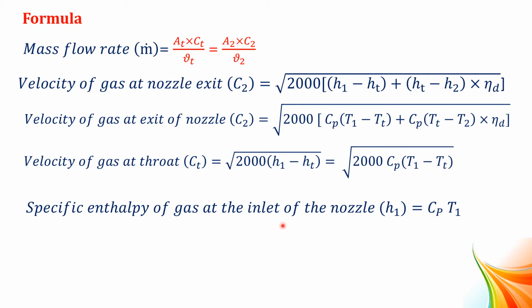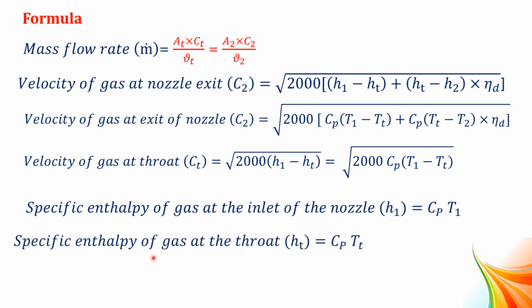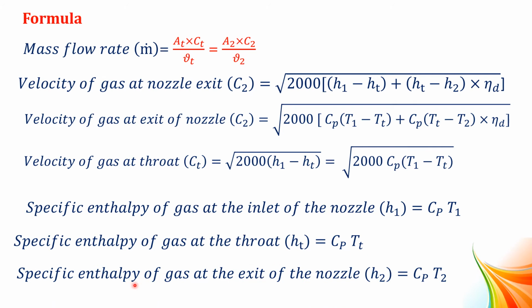Specific enthalpy of gas at the inlet of the nozzle H1 equal to Cp into T1. Specific enthalpy of gas at throat Ht equal to Cp into Tt. And specific enthalpy of gas at the exit of the nozzle H2 equal to Cp into T2.